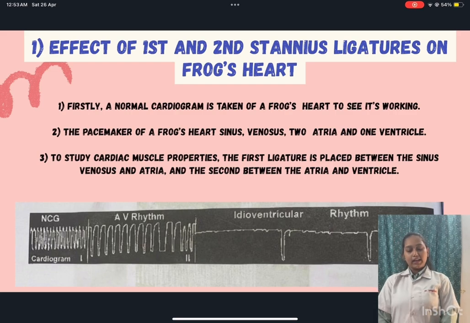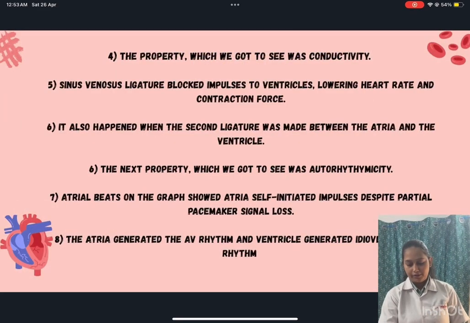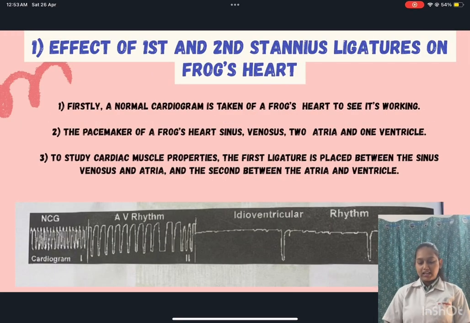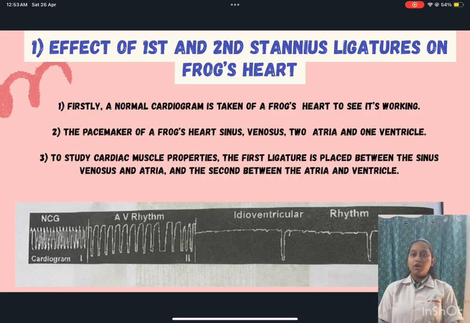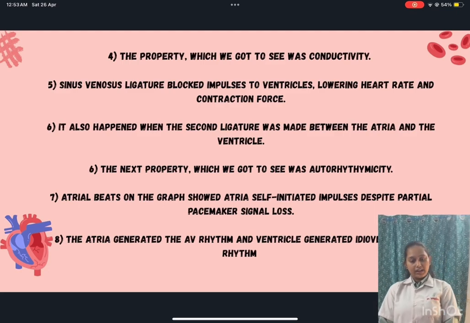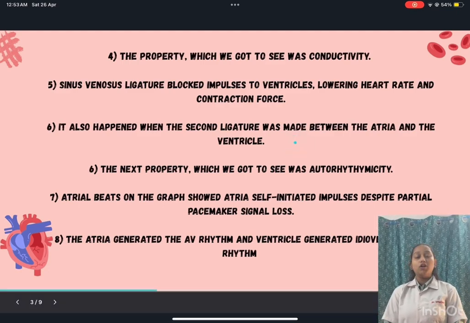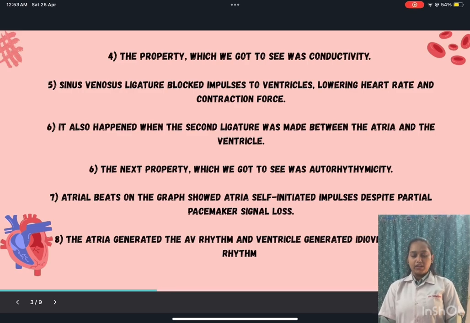To study cardiac muscle properties, the first ligature is placed between the sinus venosus and the atria, and the second between the atria and the ventricle. In the graph, we can see the normal cardiogram, AV rhythm and idioventricular rhythm, which I'll explain now. The property which we got to see was conductivity. The sinus venosus ligature blocked impulses to the atria, which blocked impulses to the ventricle, lowering heart rate and force of contraction of the heart. It also happened when the second ligature was made between the atrium and the ventricle.